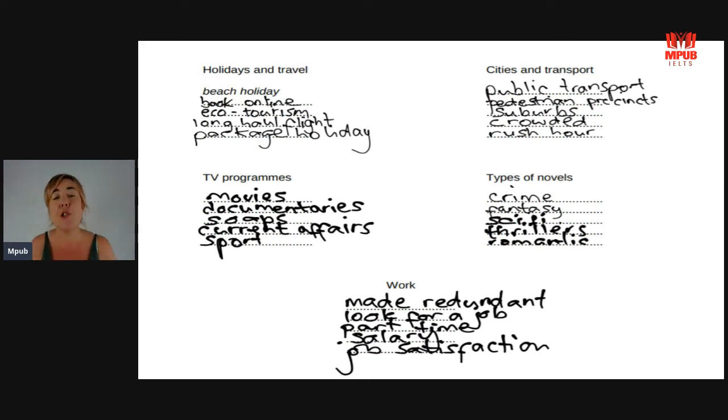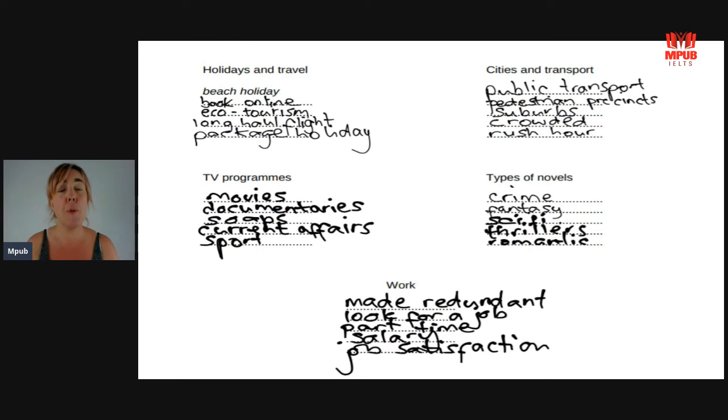And the last section we've got work. Made redundant. Many people have been made redundant now, and it means their job is no longer available, so they don't work anymore. Look for a job. If you don't have a job, you can look in the newspaper, on the internet for a job.